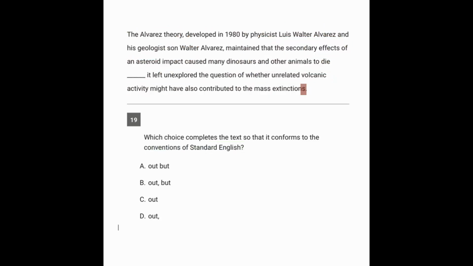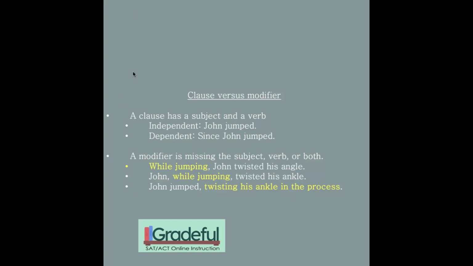So, really quick, we can talk for a moment about how a clause is defined by having a subject and a verb. While a clause has a subject and a verb, for instance, "John jumped," or the dependent clause, "since John jumped," the modifier, on the other hand, is missing the subject, the verb, or both. So "while jumping," -ing words are not verbs, and there's no mention of John or he in that part of the sentence. Same thing here, "twisting his ankle," -ing words are not verbs, so there's definitely no verb there, or no mention of John or he in that part of the sentence.